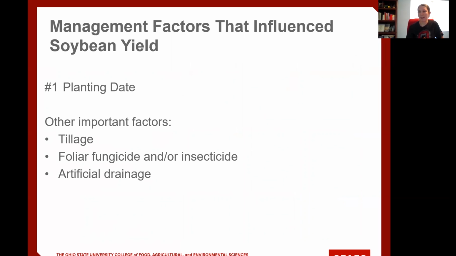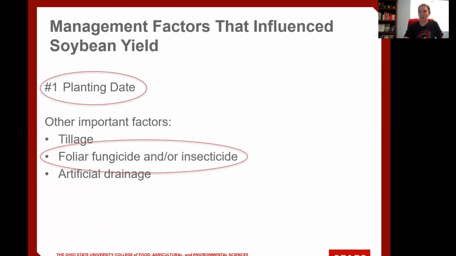After planting date, other important factors included tillage, foliar fungicide and/or insecticide, and artificial drainage. We couldn't separate out the effect of the foliar fungicide and insecticide because these products are often tank mixed and applied together.